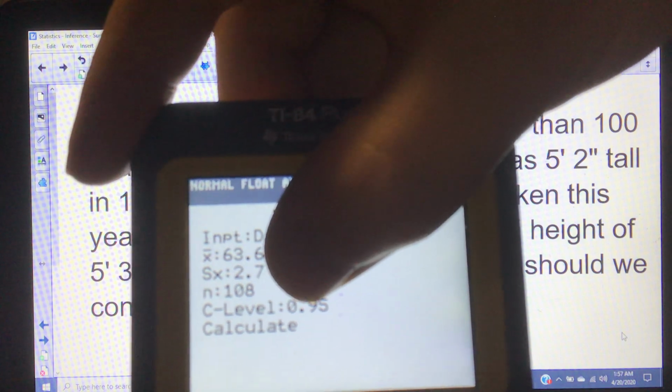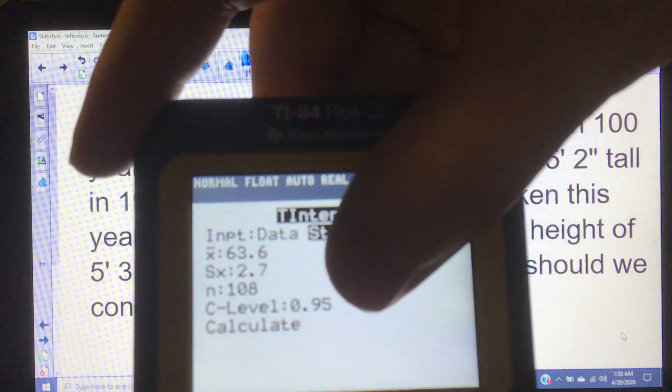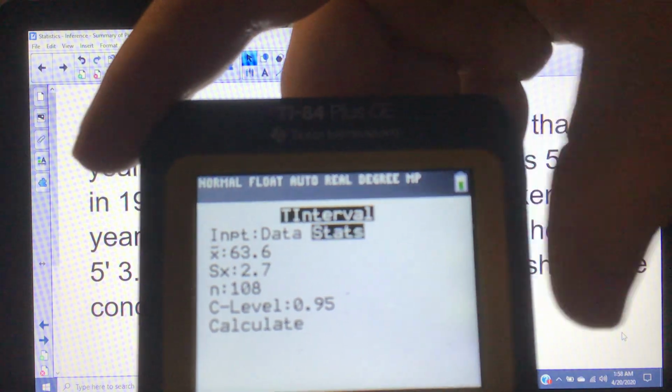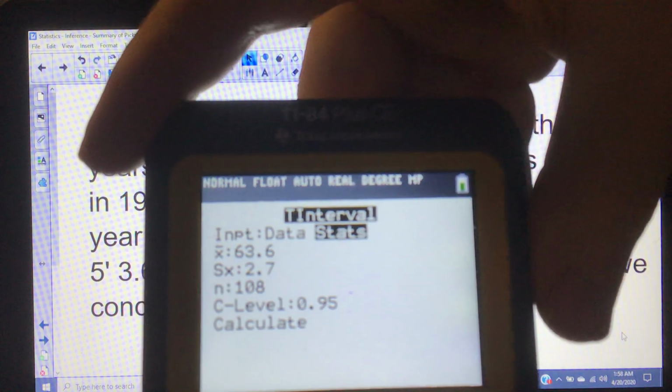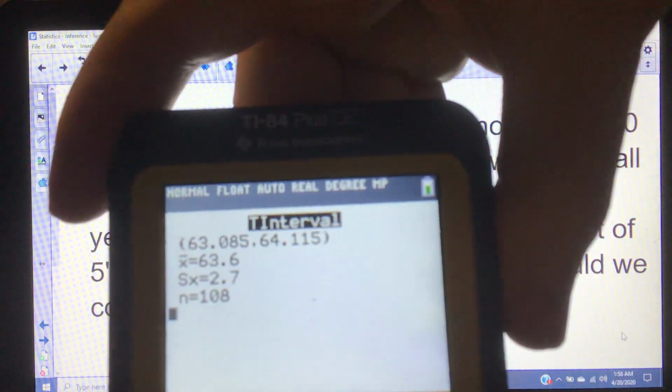Now you can set the confidence level because now I'm in t-interval instead of t-test. So since I'm in t-interval, if I want to make a 95% confidence interval or any confidence interval, just put in what confidence you want and calculate it. I'll leave it at 95%. And here's my 95% confidence interval.